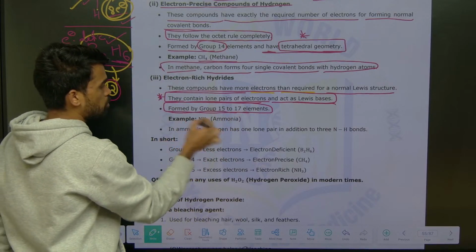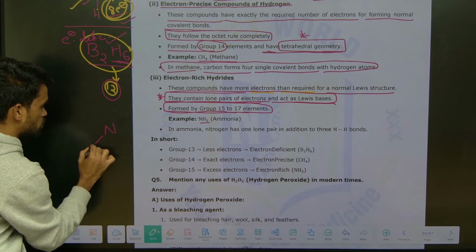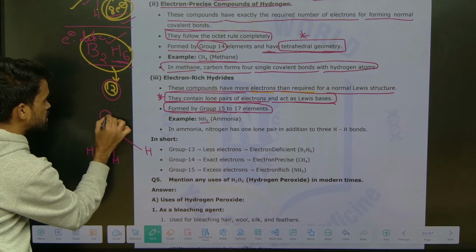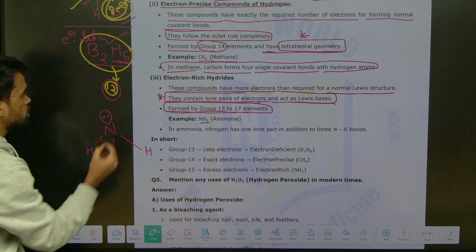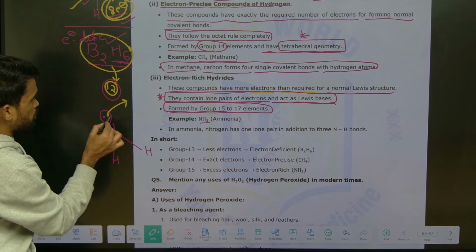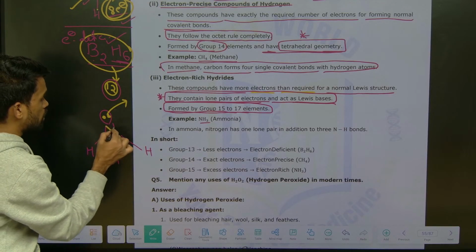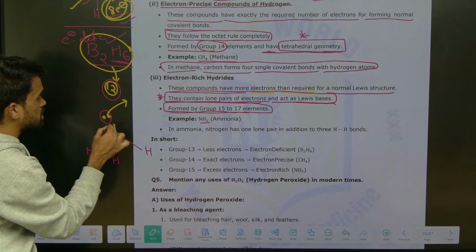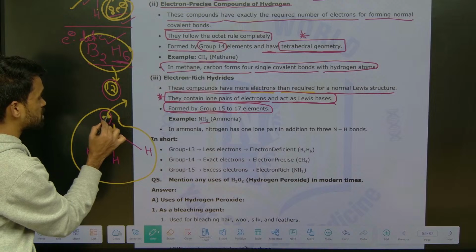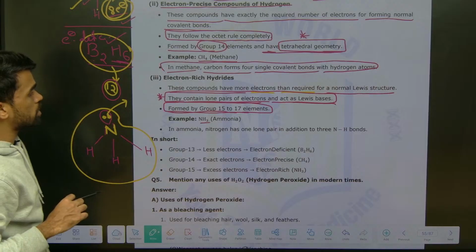The best example is ammonia. If you write ammonia, only nitrogen and hydrogens are there, and you can see there is a pair of electrons on nitrogen. So this can be donated to the other species. So this hydride of nitrogen is an electron rich hydride. Yes, because there is a presence of one non-bonding electron pair, it can be considered an electron rich hydride.